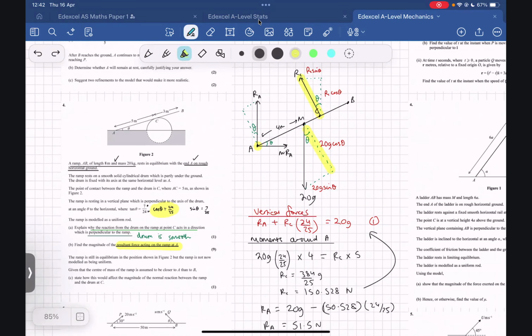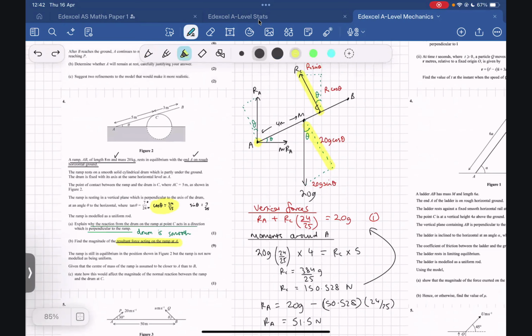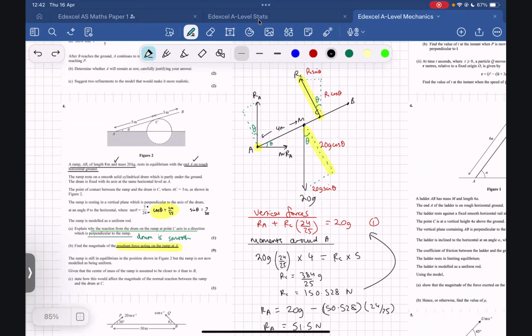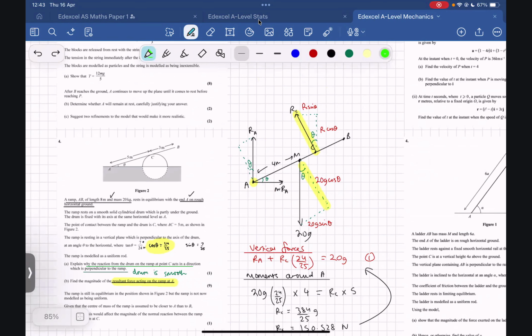Wait, I'm trying to read. No. No, good. So we can find mu quite easily. Well, not easy if you're doing it for the first time, but it's not too bad. So what we just need to do is we just need to do horizontal forces. So we can do left is equal to right.